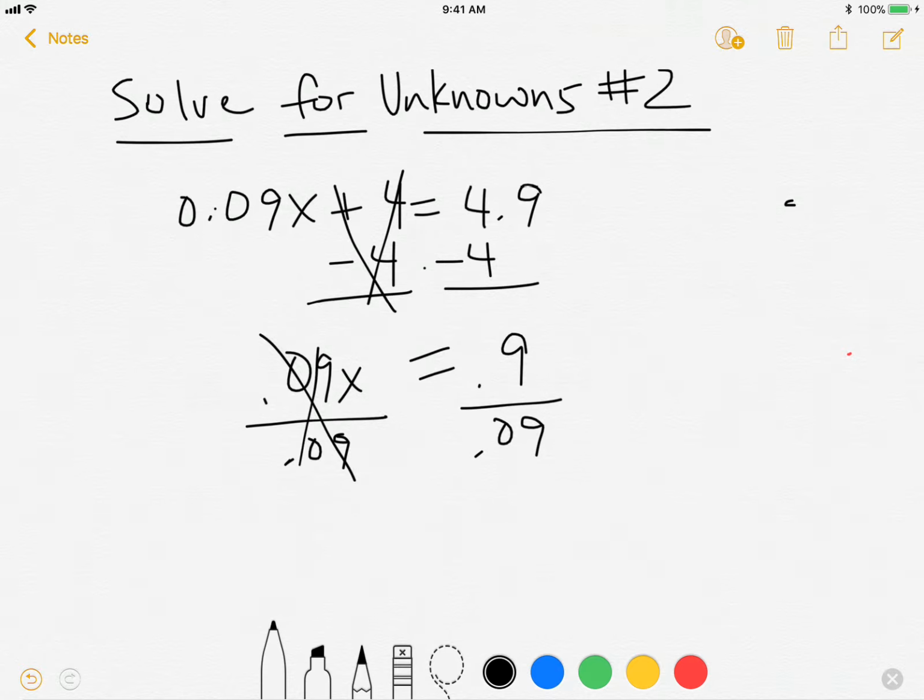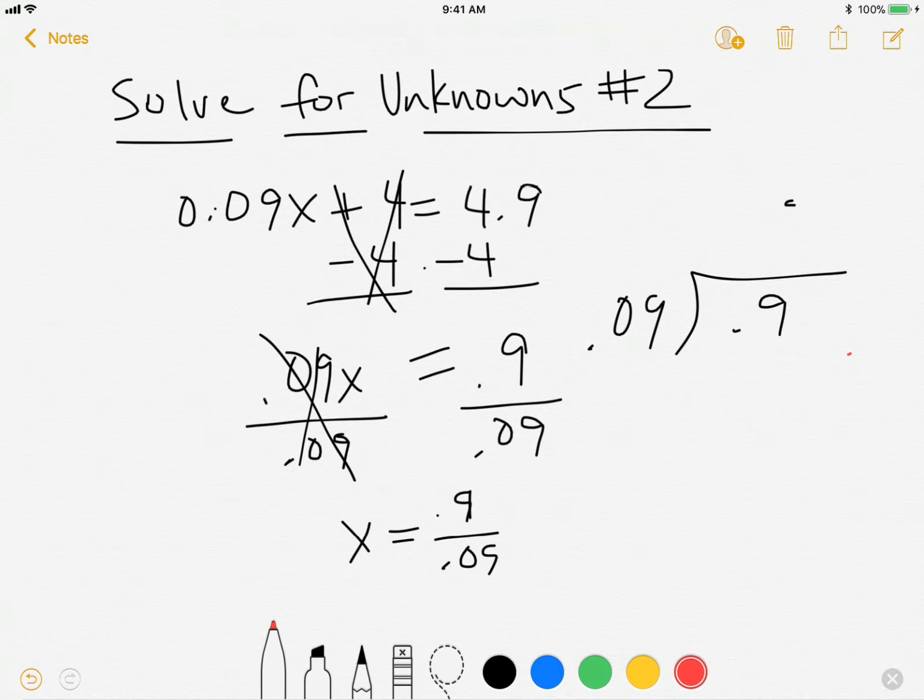And if that, of course, is equal to 1, and what is this? Well, x equals 0.9 over 0.09. Well, I can come over here and do my long division. 0.9 is my dividend. 0.09 is my divisor. I can move that decimal point, and it moved 2 spaces, so it has to move 2 spaces here.